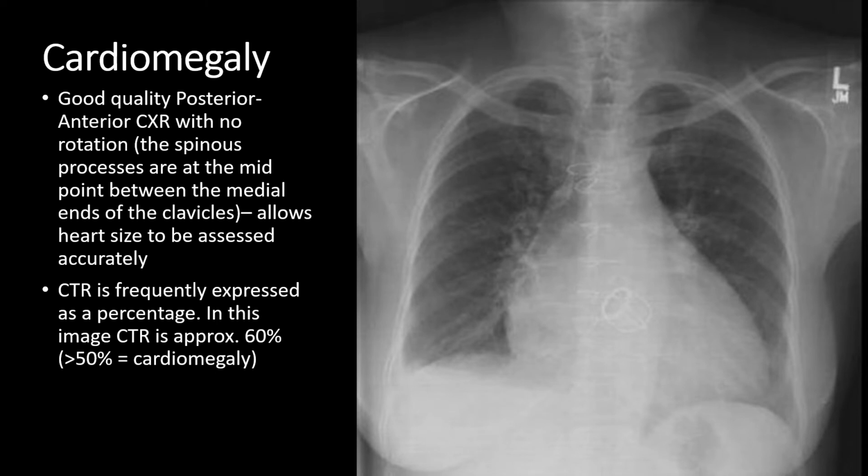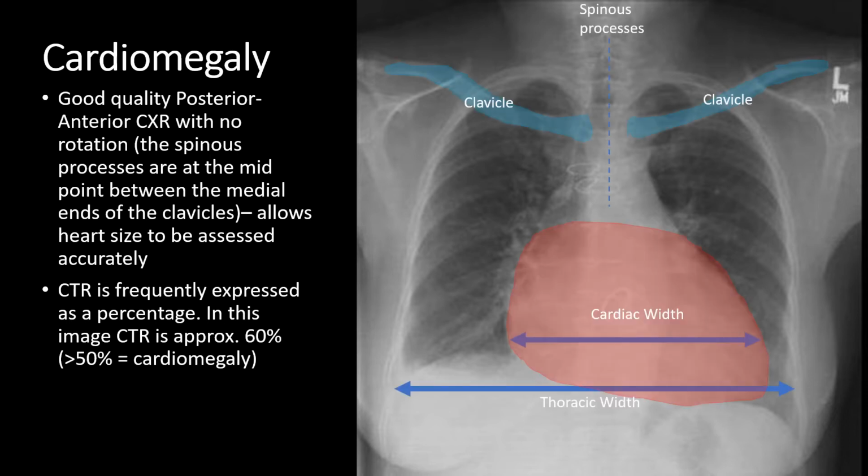When evaluating cardiomegaly, it's best done with a posterior anterior chest X-ray. However, sometimes an AP film is all you can get. You want to make sure the patient's not rotated on the table. One way to check this is by finding the spinous processes and making sure they're at the midpoint between the medial ends of the clavicles.